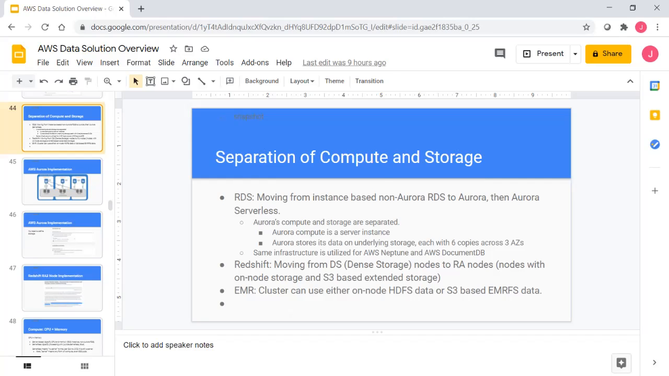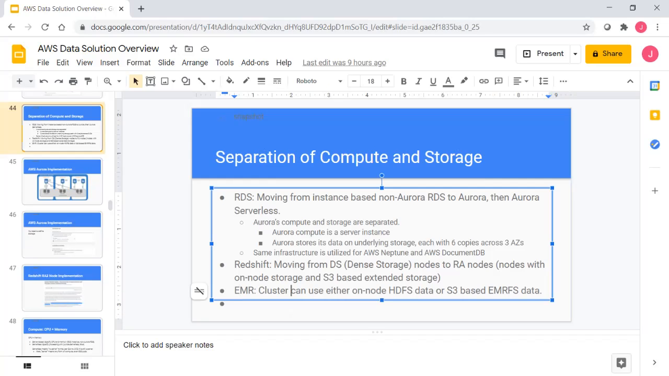And also you can have EMR. Traditionally in the Hadoop system, all your data is stored on the node under HDFS, right? But in EMR, you can use EMRFS data storage, which is S3 based. You store everything in S3. So this is another type of compute and storage separation.